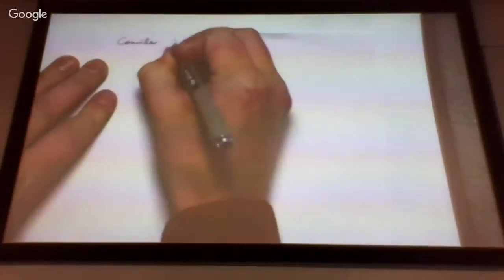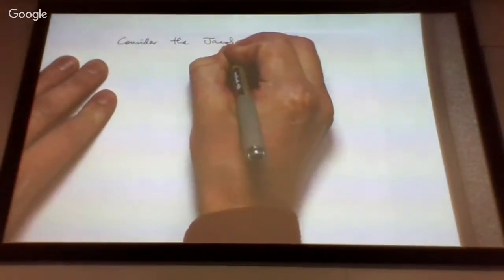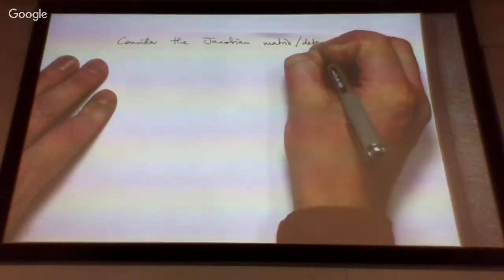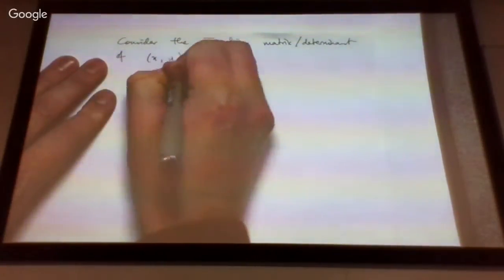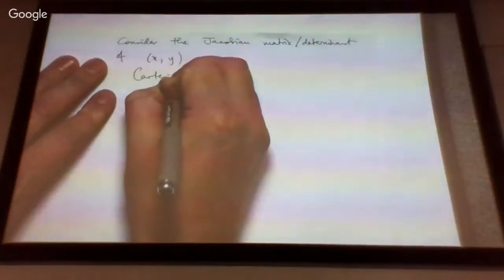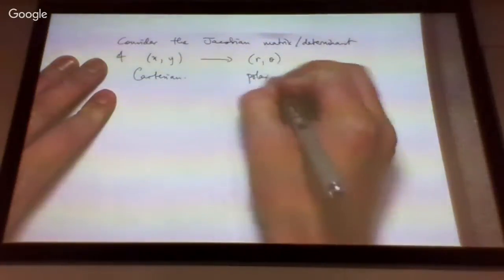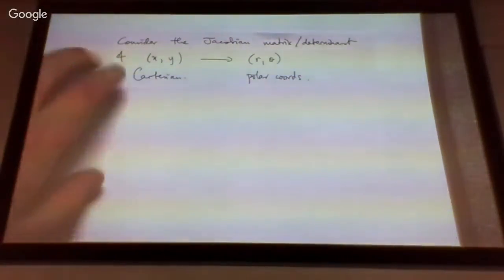I thought I'd begin with one of the tutorial questions in the booklet. We'll consider the Jacobian matrix and determinant of the transformation from our usual Cartesian coordinates to polar coordinates.